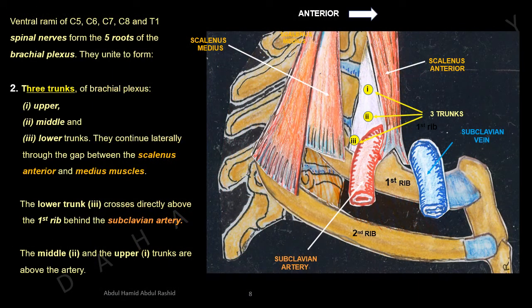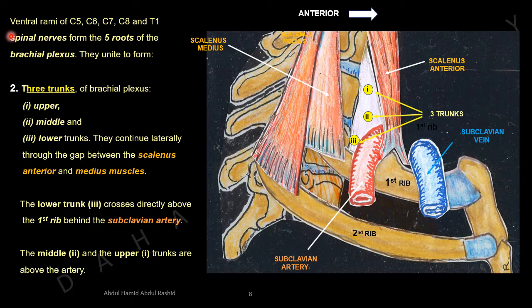This is the enlarged diagram shown in the previous slides. We are showing prevertebral muscles seen from the right side. This is scalenus anterior muscle. This is scalenus medius muscle. Both are attached to the first rib. Between them, there is a gap.